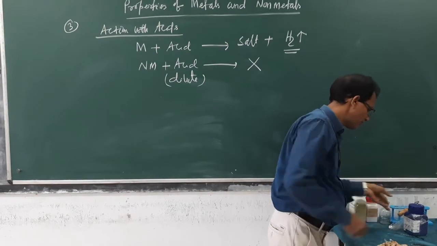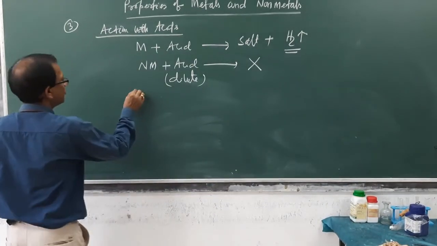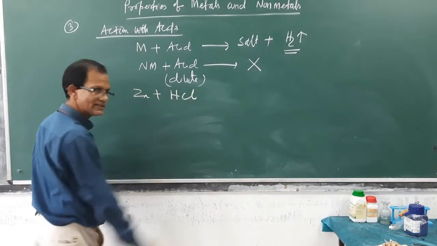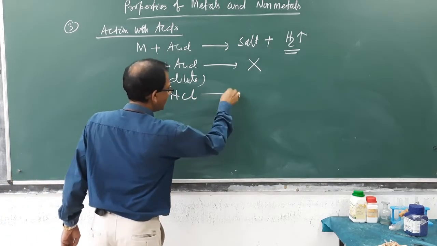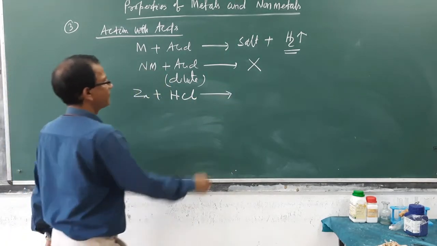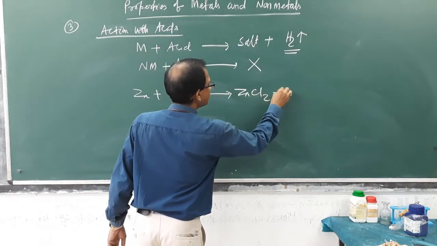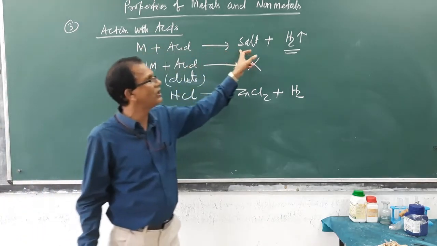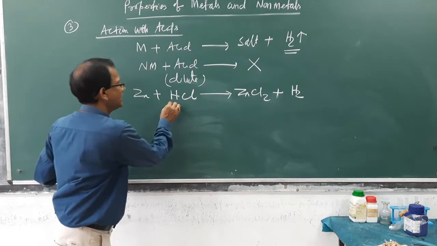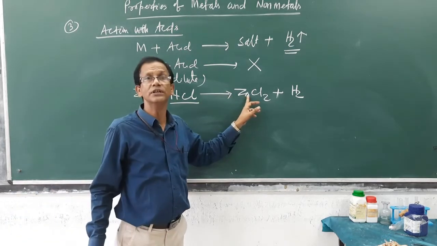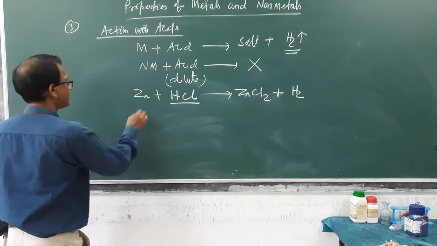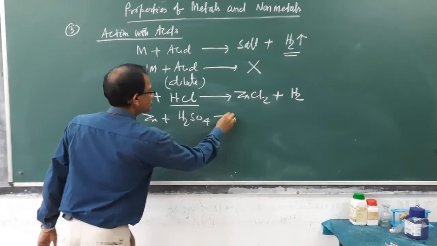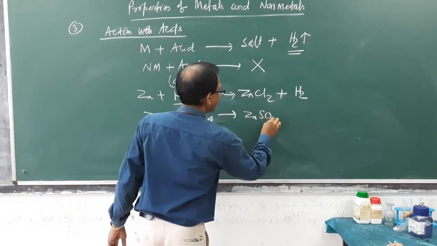And what is the equation? The equation is like this. We have taken zinc metal and hydrochloric acid. Then the products are salt, zinc chloride, and hydrogen gas. We have written metal with acid produces salt and hydrogen gas. Your acid is hydrochloric acid, and the salt is zinc chloride. Similarly, zinc plus sulfuric acid also gives zinc sulfate and hydrogen.